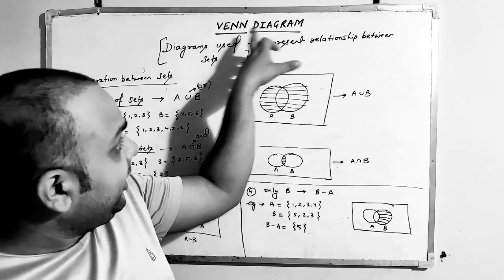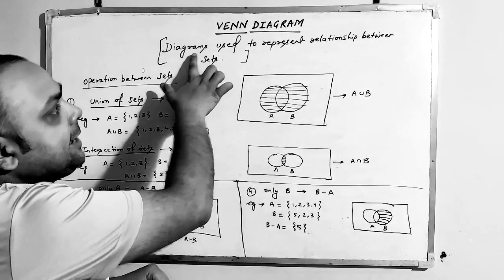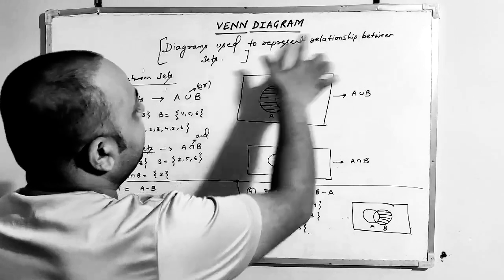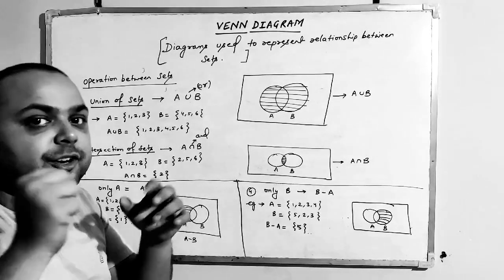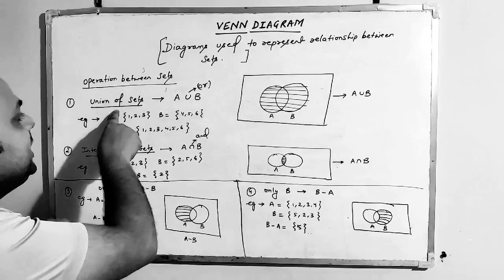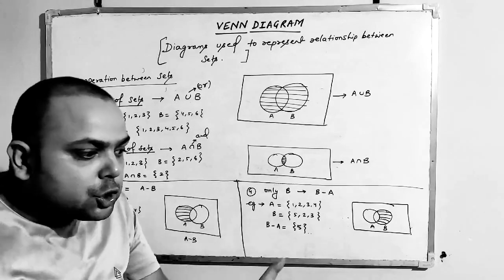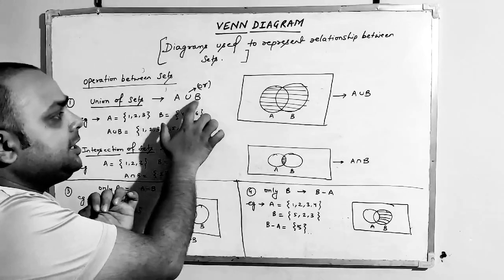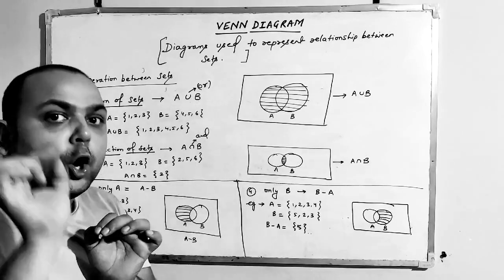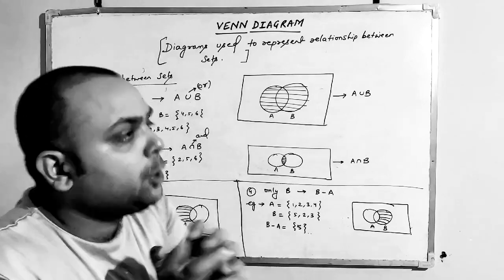Now, as written here in the definition, diagrams used to represent relationship between sets are called Venn diagrams. The first relation between sets is union of sets. Union means combining both the sets together. That is A union B. It is also called OR. The OR word represents union of sets.